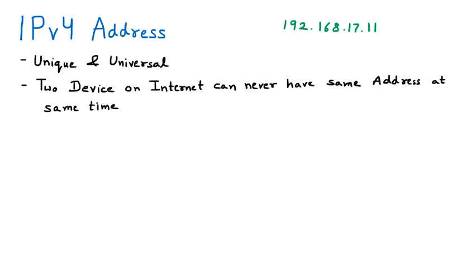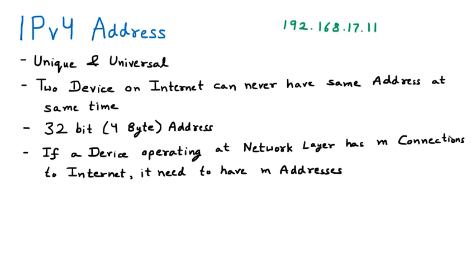Now talking about IPv4 addresses, they are 4 byte or 32-bit addresses. 1 byte has 8 bits, that's why this is 32 bits, which is 4 bytes of the address. If a device operating at the network layer has M connections to the internet, it needs to have M addresses. If a computer is connected to the internet and has M connections, then obviously M addresses are required, because every connection needs a different IP. So those many IP addresses are required.